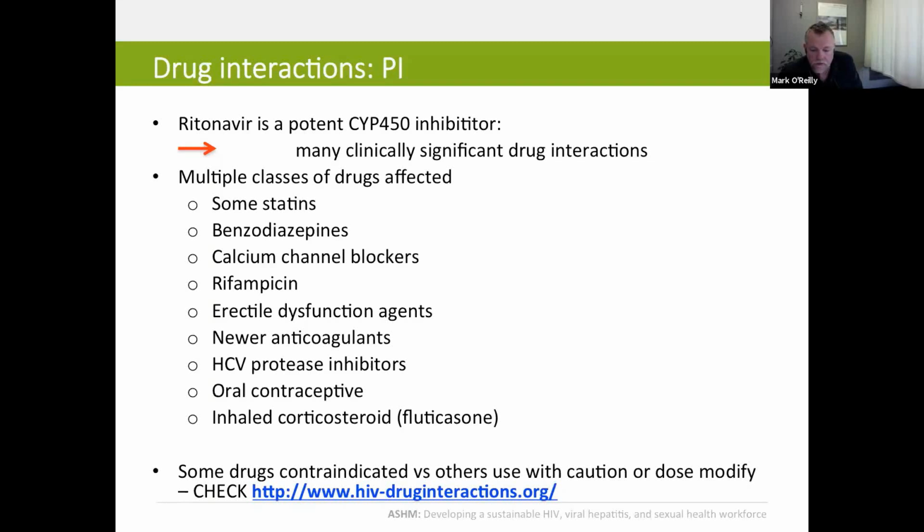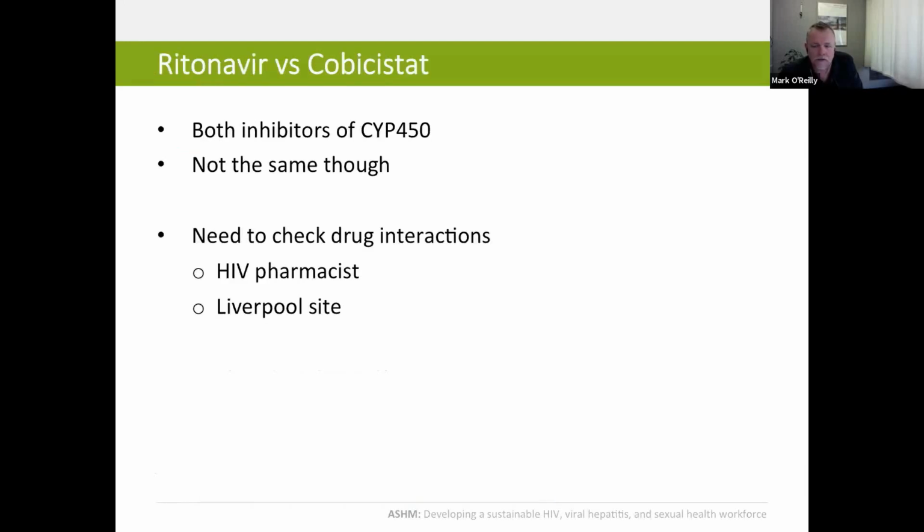Jump onto the website. It's worth familiarising yourself not only with the drug interaction tables, which can be found under the treatment selector section of the website, but also how to actually type in the individual's HIV regimen and then other medications which may be associated with drug-drug interaction. Comparing ritonavir and cobicistat, they're both inhibitors of the CYP450 enzyme system, but they're not the same. And it is worth looking up potential drug-drug interactions and how they may differ between those two agents.